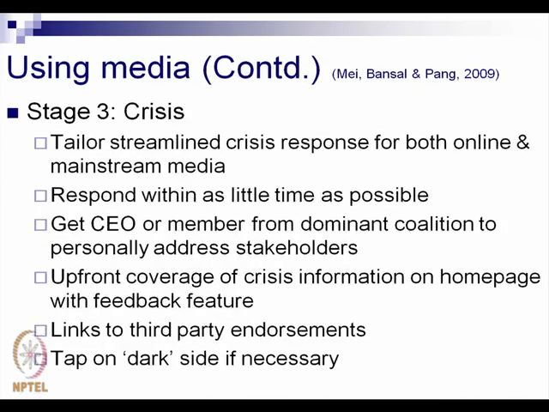During the crisis, tailor a streamlined crisis response for both online and mainstream media. Have a streamlined crisis response, tailor it for online media, tailor it for mainstream media, tailor it for print media, tailor it for traditional media. So have a crisis response ready, and have these different variations or different applications of this crisis response ready. Respond within as little time as possible. Now, according to this paper, it says 4 hours.